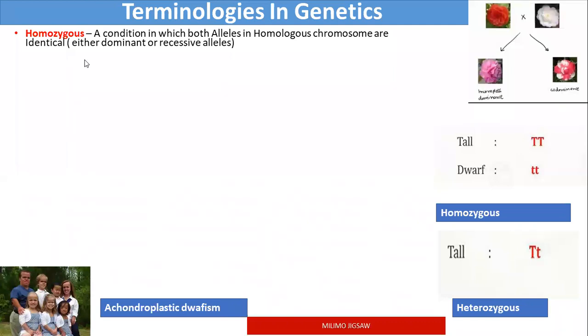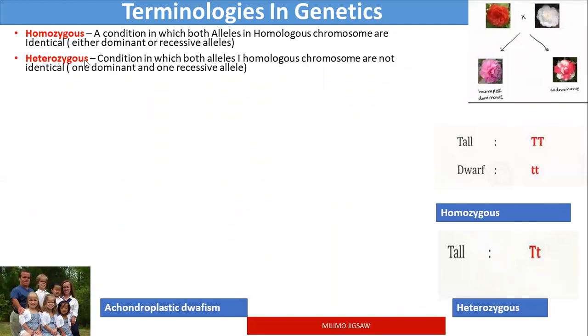And then we have heterozygous, in which the alleles on the homologous chromosomes are not identical. So one is going to be dominant and one is going to be recessive. For example, a capital T and a small letter t, in the example of a heterozygous tall. So that's heterozygous and homozygous.